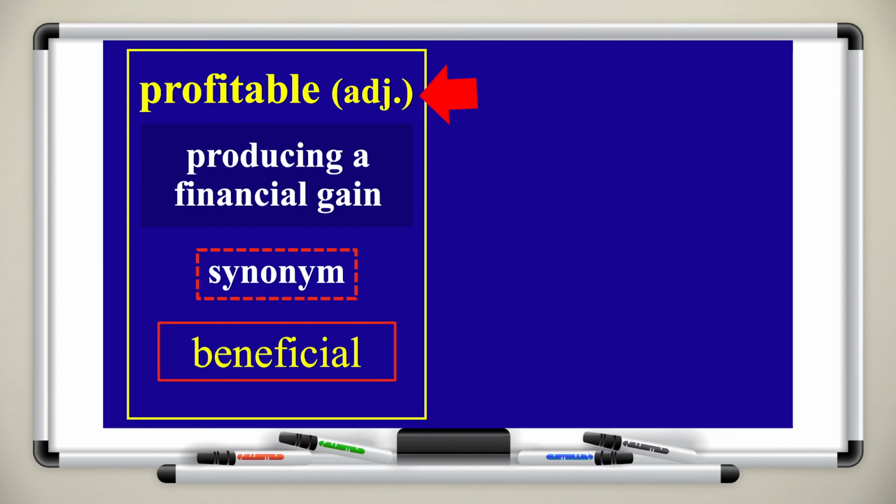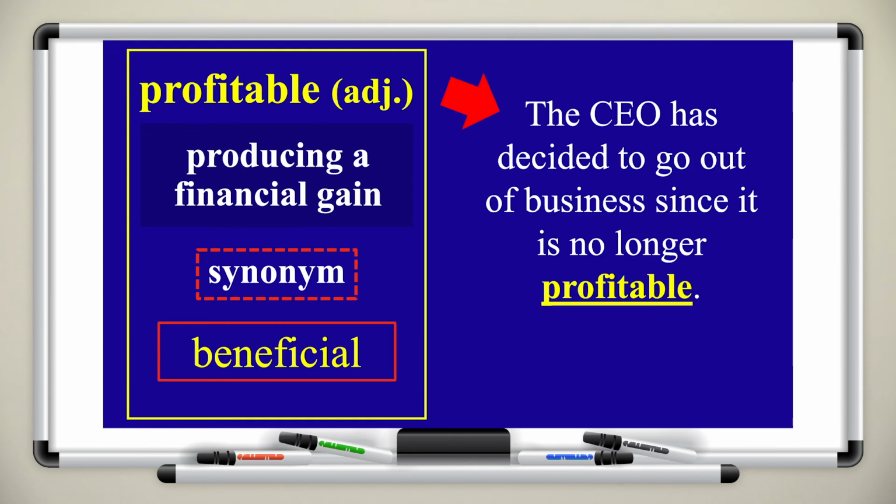The next item is profitable. This is also involved in business. It's an adjective and it means producing a financial gain. Another synonym or another word for profitable is beneficial. For example, the CEO has decided to go out of business since it is no longer profitable. He's no longer benefiting from it.